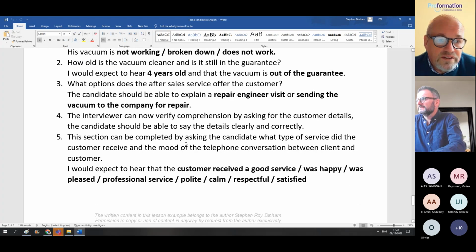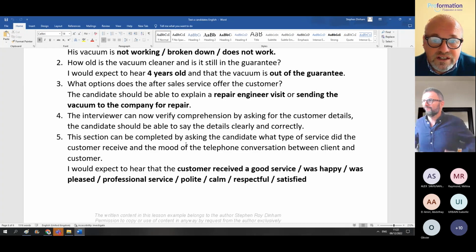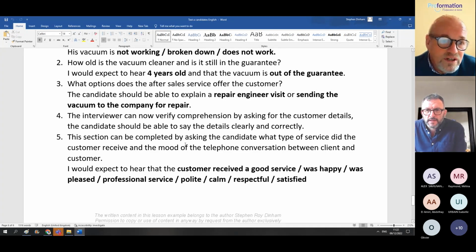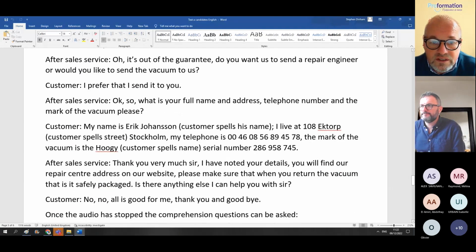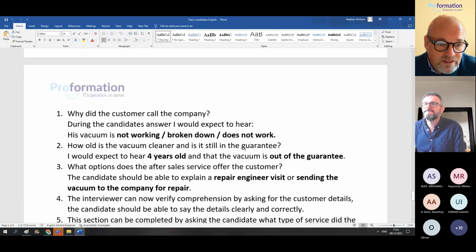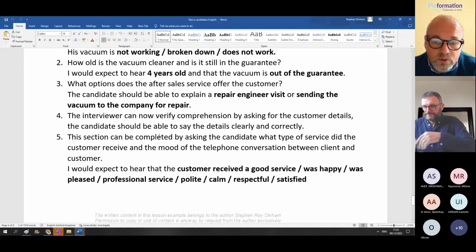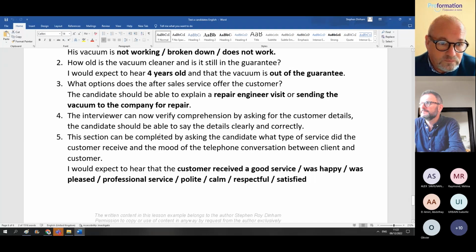Number 4, the interviewer can now verify comprehension by asking for customer details. The candidate should be able to say the details clearly and correctly. These are the details that we noted down when the customer spelt his name, gave his telephone number, the mark of the vacuum, and the serial number. I would expect the candidate to be able to relay the same information to me correctly written down.